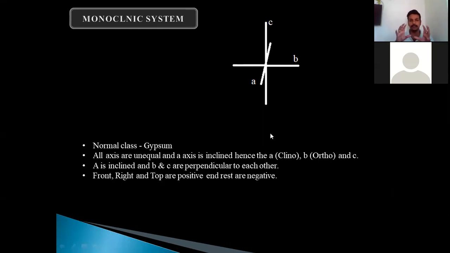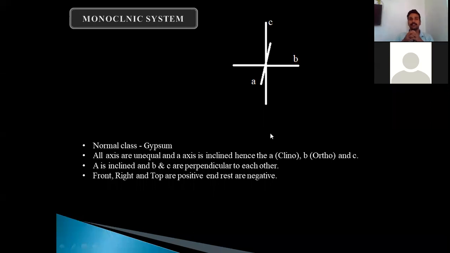So here we must clarify that the A axis is inclined, and hence the name is derived from it: clinic, and monoclinic. Why mono? Because mono means one. So only one axis is inclined, hence the name monoclinic. Whereas the B and C axes are still in a perpendicular relationship. So the angle between B and C is perpendicular. Only the angle between A and C is inclined.